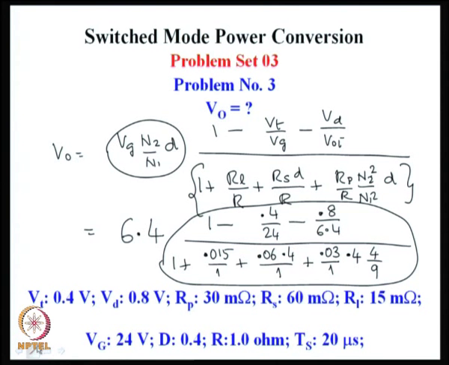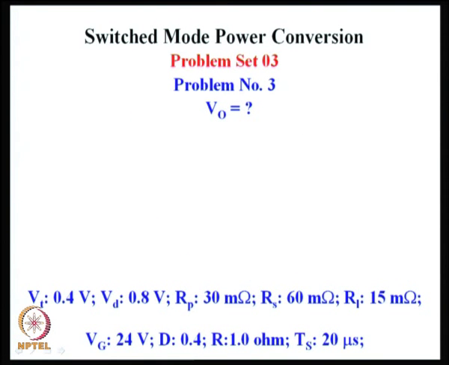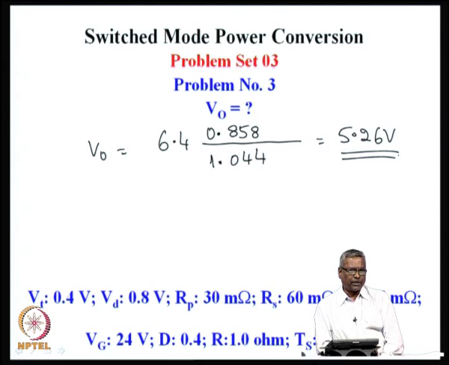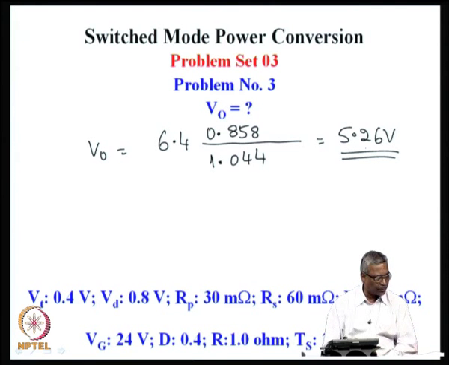and once these numbers are evaluated, we will find that V naught is 6.4 and these correction factors turn out to be 0.858 divided by 1.044, and this is 5.26 volts. So, on account of the various non-idealities, we find that the output voltage has dropped by a certain voltage, so that it is 5.26 instead of 6.4.